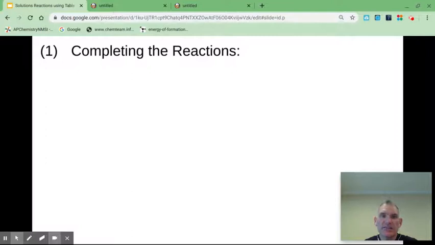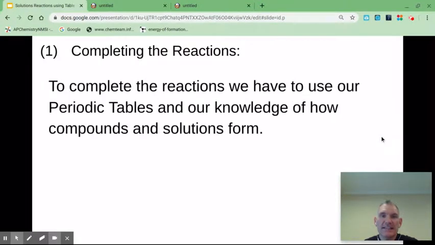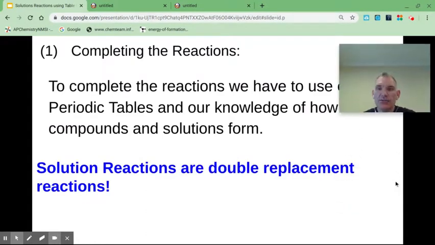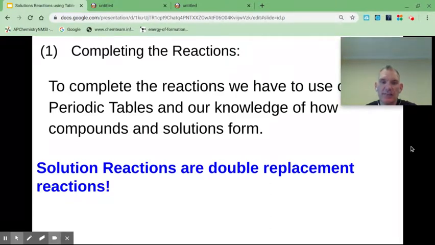First, completing the reactions. We might need to remember how this process works. To complete the reactions, we have to use our periodic table and our knowledge of how compounds and solutions form. You have to remember that every solution reaction is a double replacement reaction. What that means is both compounds in the solution are going to switch partners and make two new compounds. Double means two, replacement means switch.